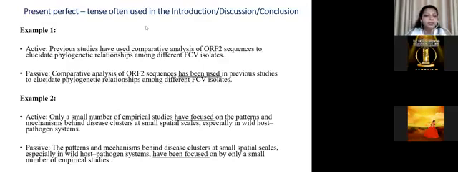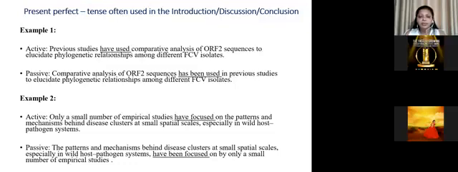Okay, let's look at the examples. Let's look at the active voice sentence. Previous studies have used comparative analysis of ORF2 sequence to elucidate phylogenetic relationships among different FCV isolates. Okay, now here, previous studies have used කියලා තියෙන්නේ. අපි present perfect tense එකට ගිහිලා තියෙන්නේ. Previous studies have used comparative analysis of ORF2 sequence to elucidate phylogenetic relationships among different FCV isolates. ඔයගොල්ලන්ට මේකේ content එක අදාළ නැහැ. Tense aspect එක දිහා බලන්න.